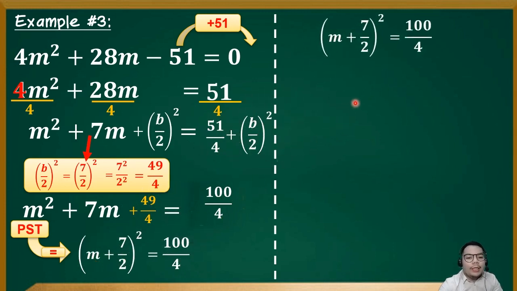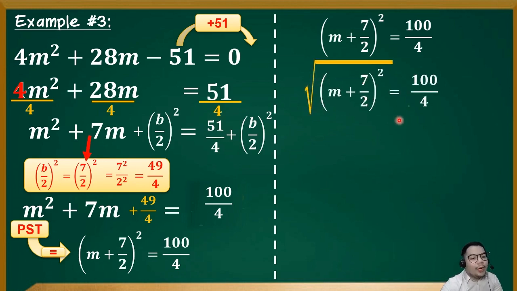Right now, we are ready to use the square root property, or the fourth step, to solve this using completing the square. The fourth step says that we have to get the square root of both sides. I think 100 over 4 is a perfect square as well. So we get the square root of both sides. Then we have m plus 7 over 2, the square root of the given square binomial, equal to positive and negative 10 over 2. Did you notice? The square root of 100 is 10, and the square root of 4 is 2. So we don't need to simplify any radicals.